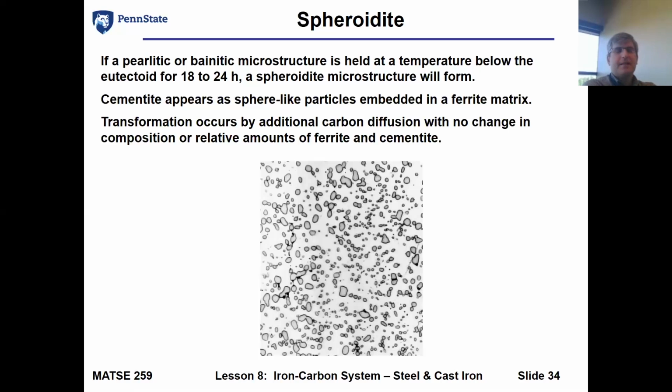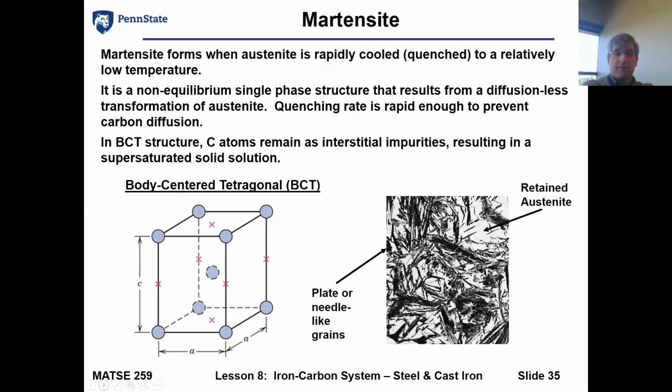Now, this takes us into probably the most important of these microconstituents. Bainite's important, spheroidite has its uses, but the one major microconstituent we're going to see is when we rapidly cool, and we call that quenching. Usually quenching is done by taking a material that's in the austenite state at 930 degrees C and dropping it in cold water. That gives us extremely rapid cooling rates, or gets us to low temperatures very quickly. And so martensite forms when austenite is rapidly cooled or quenched.